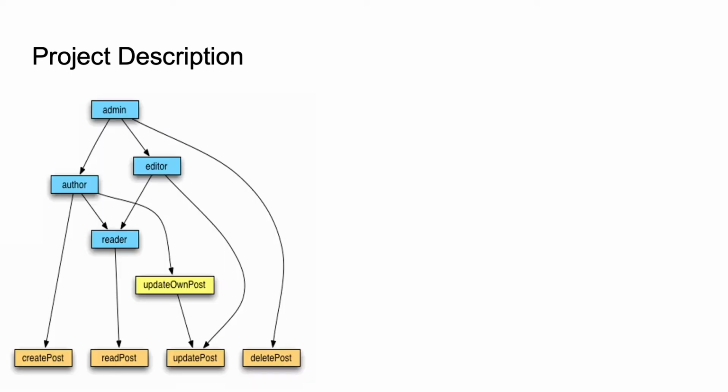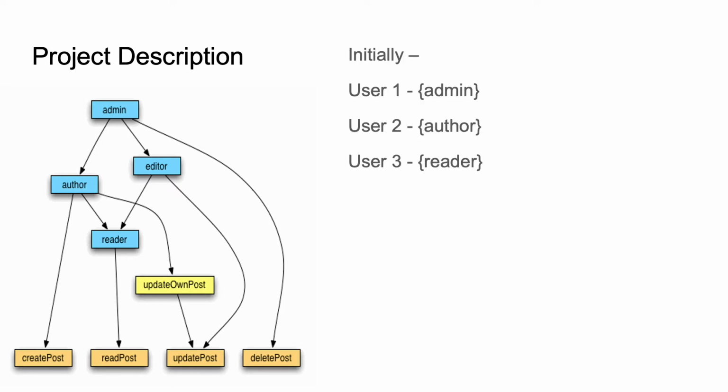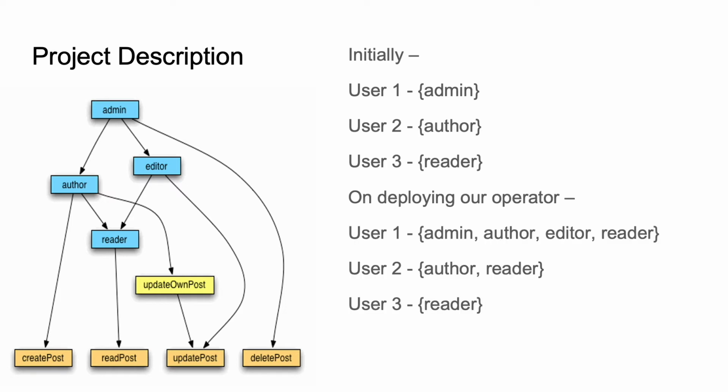In this project, we write a Golang based operator that will handle the RBAC assignment mechanism that was lacking before. If you look at the role hierarchy on this slide, currently what is provided in Kubernetes is that if user 1 is assigned admin, that's all the privilege he will have. User 2 author, user 3 reader. But after deploying our operator, user 1 will have admin, author, editor, reader. User 2 will have author and reader, and user 3 will have reader.